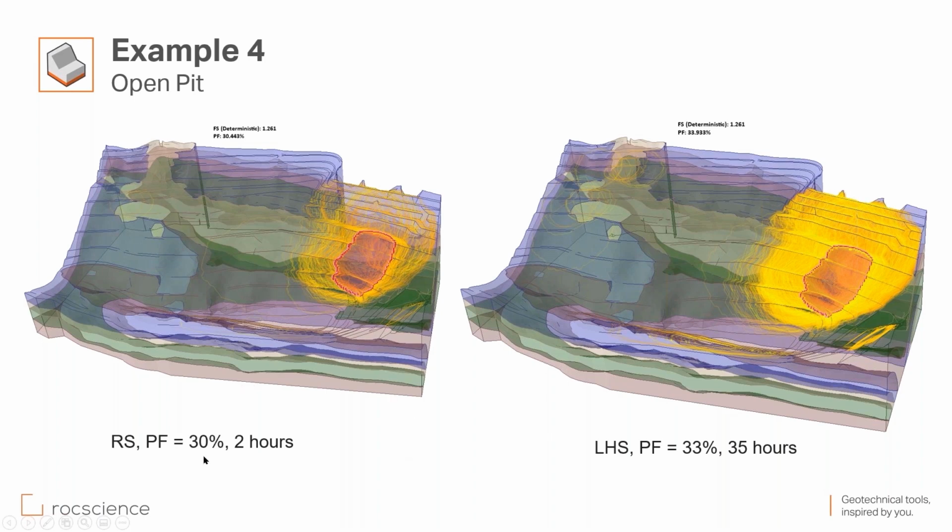So with response surface, probability of failure of 30%, 2 hours it took to do the probabilistic analysis for this model. But with Latin hypercube simulation, probability of failure of 33%, it took 35 hours. So now you can see why response surface method is important for complicated cases.